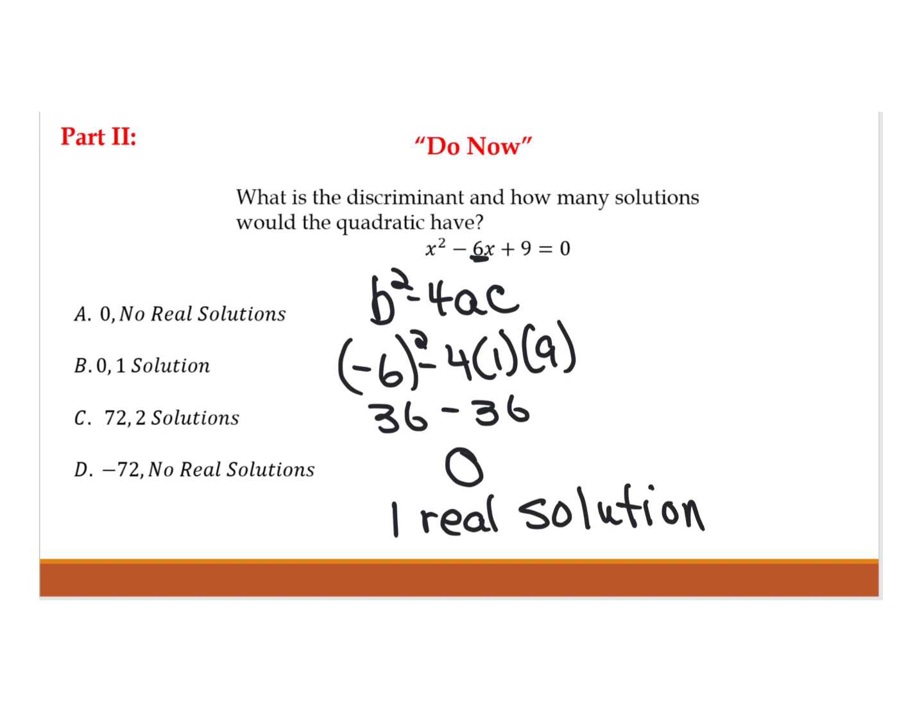When you type that into Desmos, always make sure that number is in parentheses. Minus 4 times a, where a is the coefficient of the quadratic term x squared, times c, and c is the constant term. When I simplify this, this gives me 36 minus 36, which has a value of 0. Therefore, I know it has one solution.